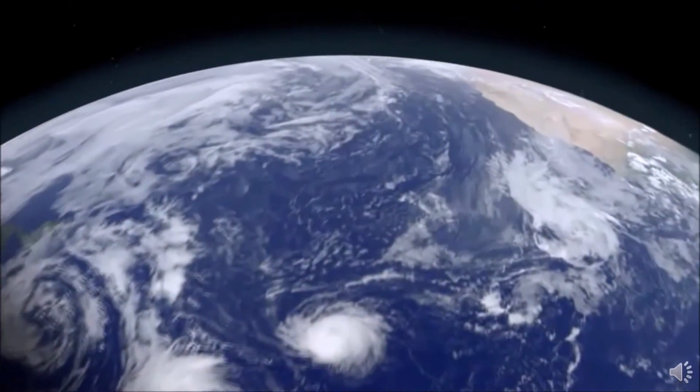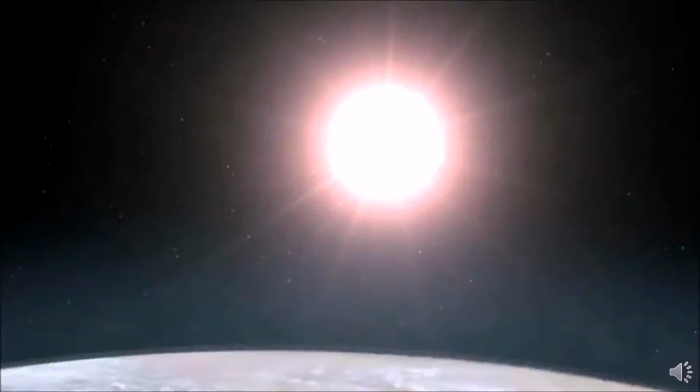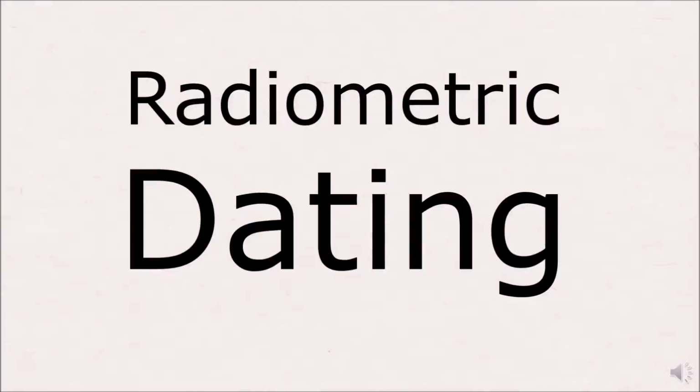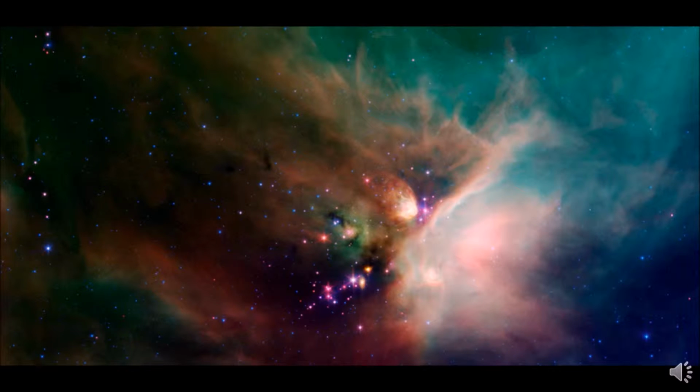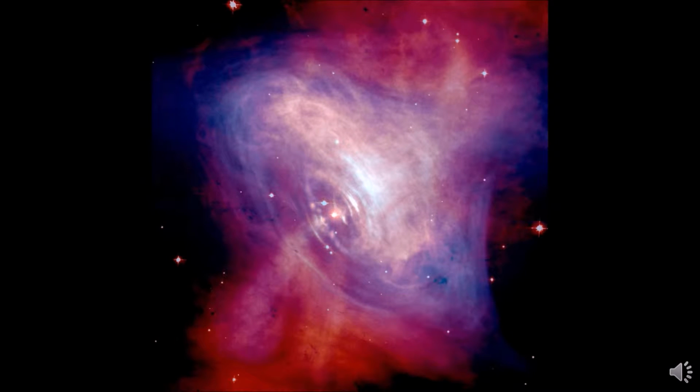The age of the Earth and solar system was determined using a method called radiometric dating, and today we will explore how radiometric dating works. Billions of years ago, our solar system was a primordial cosmic soup of gas and dust called a molecular cloud. The nebular hypothesis theorized that a nearby supernova triggered the collapsing of this cloud.